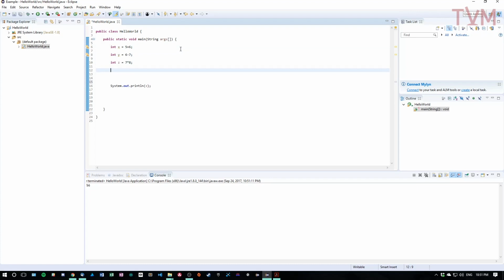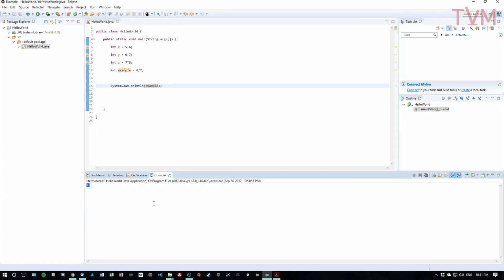Now, there's something special about division that I want to get into, and it has to do with the types that you're working with. Remember how we went over primitive types, integers and doubles? It comes into play here. So we're going to make int example equal 6 divided by 7. What are you going to get? You can't get a decimal because it's an integer. So if I press play, oops, let me just print out example instead of printing out z. If I press play, here I get 0.